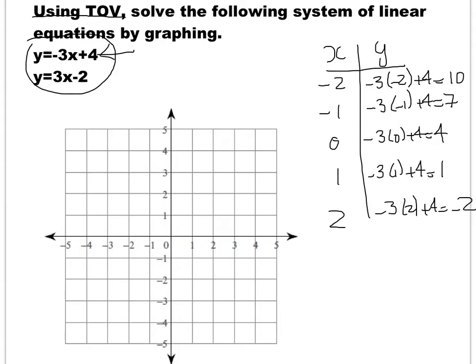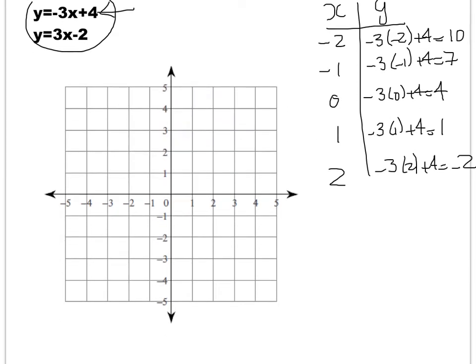Now we have 5 points: negative 2, 10; negative 1, 7; 0, 4; 1, 1; and 2, negative 2. Plot the points and then draw the line. Negative 2 and 10, since it's outside our grid, we cannot plot this point. So I'm going to ignore the first and the second points. The third point is 0 and 4, so 0 and 4 is going to be this point. The next one is 1 and 1, which is going to be this point. The next one is 2 and negative 2, which is going to be this point.